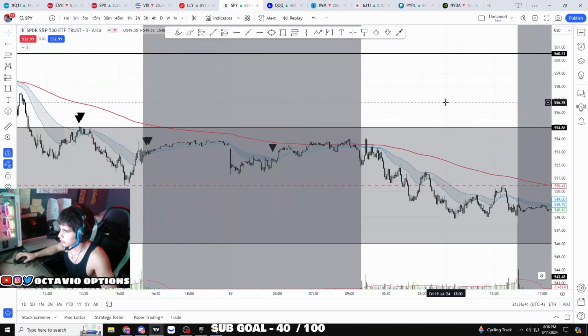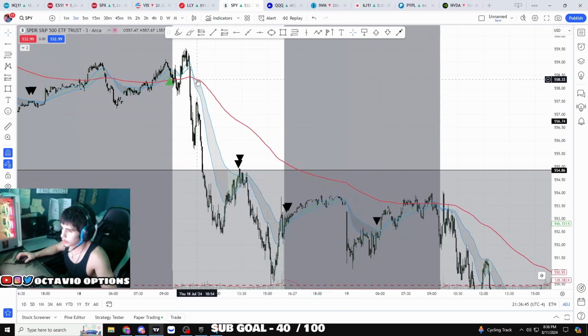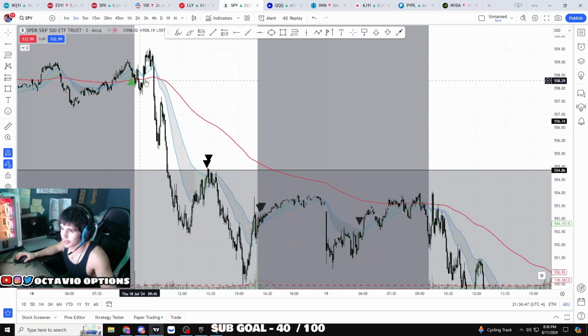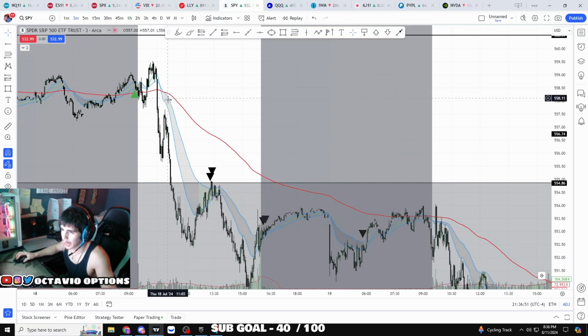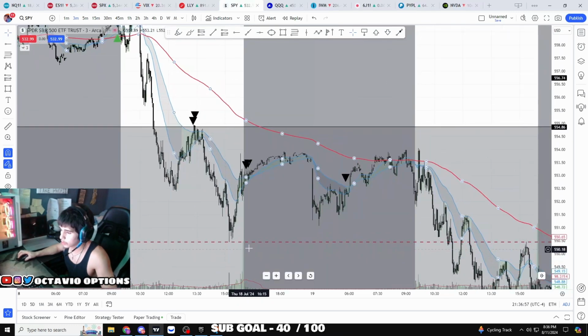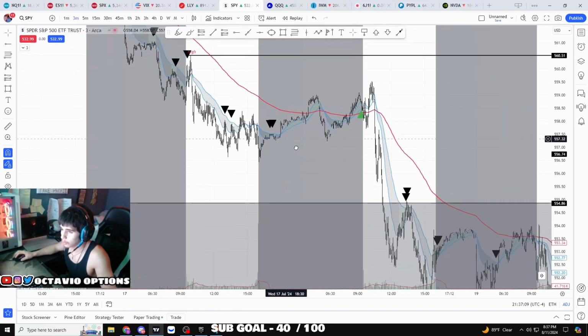Right here you can see sellers stepped in. EMAs crossed. I absolutely sold this. It went from 558 all the way down to 550. That's an $8 drop right there, guys, after my EMAs crossed to the downside, and all you would have done is just ride the EMAs. Look at this. See that?